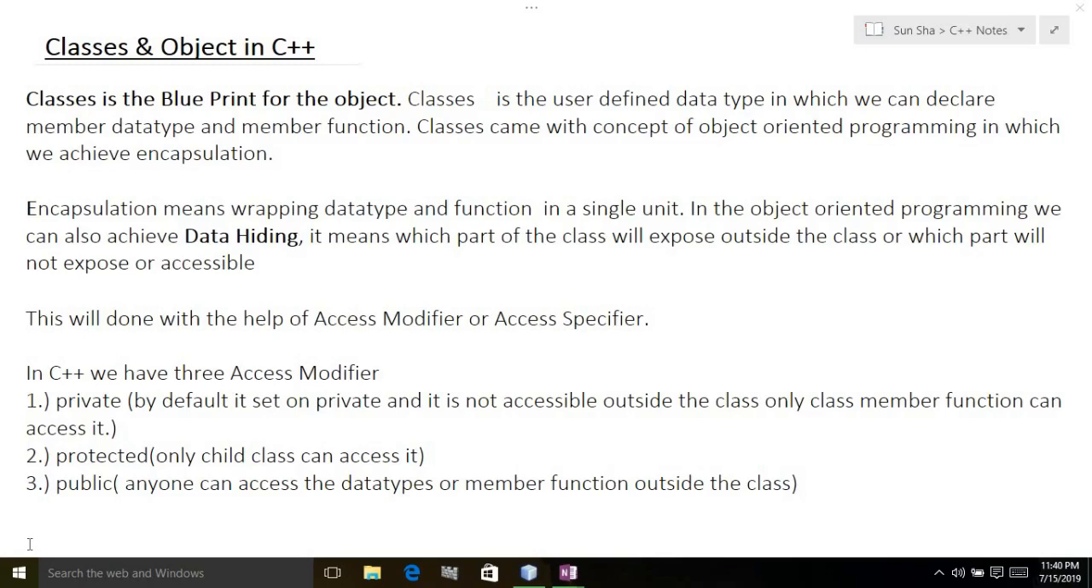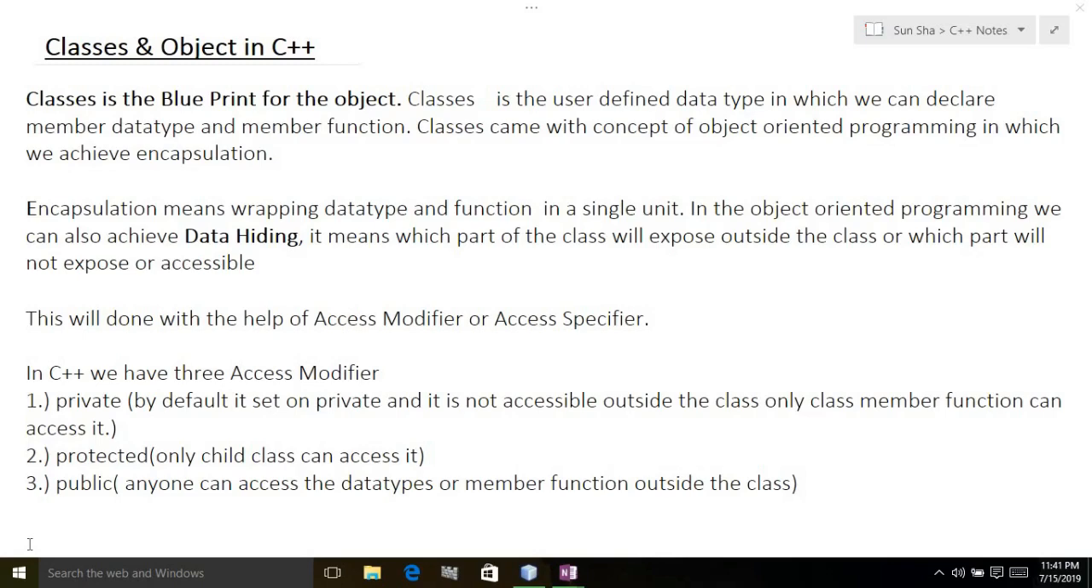If we declare private in front of our data types, or members, it will be used within the class, so we can't access it outside the class. It means this is a personal property of the class, so you can't access it outside the class.